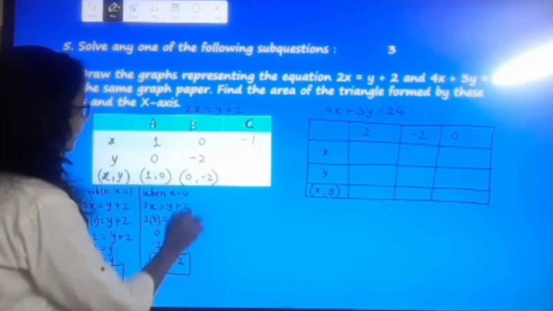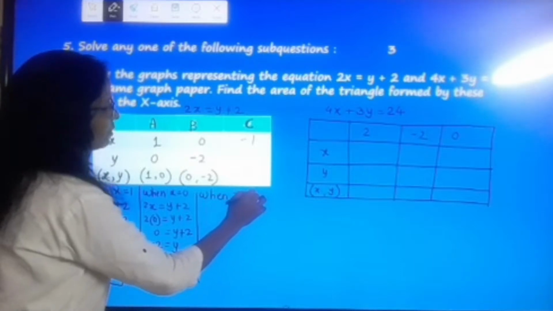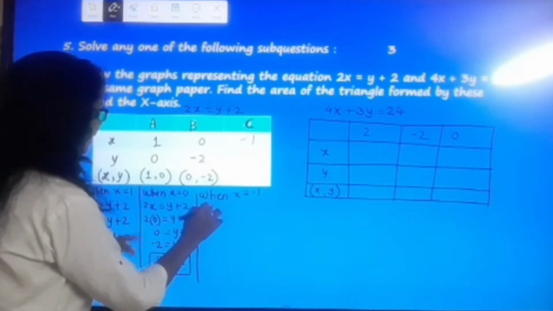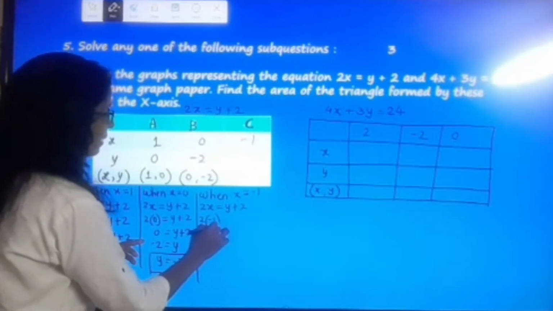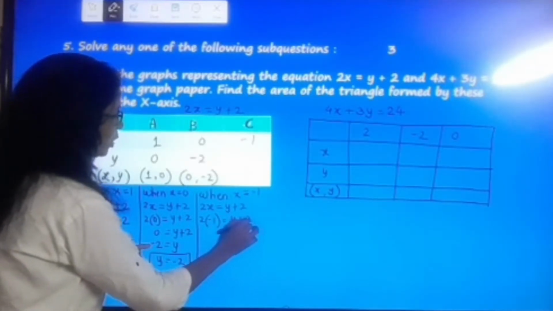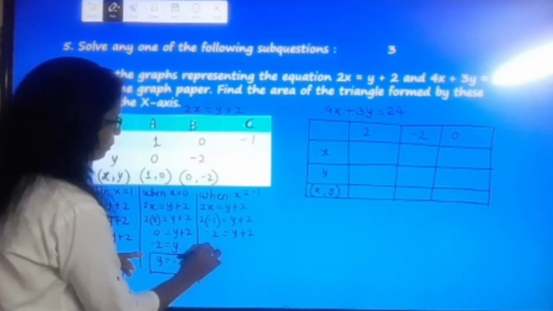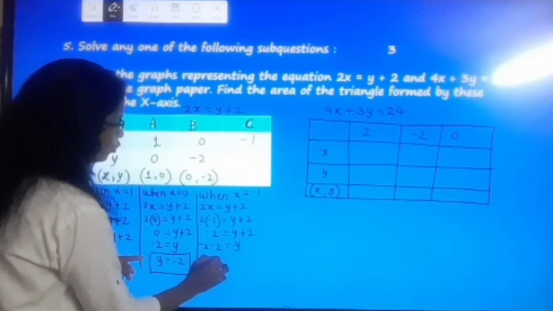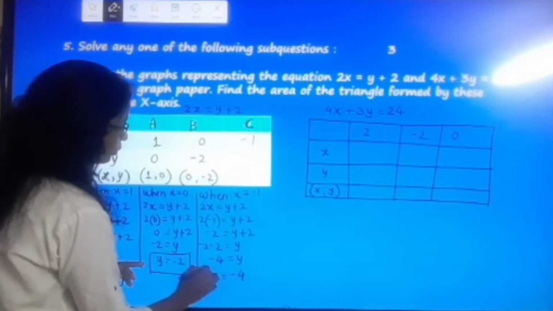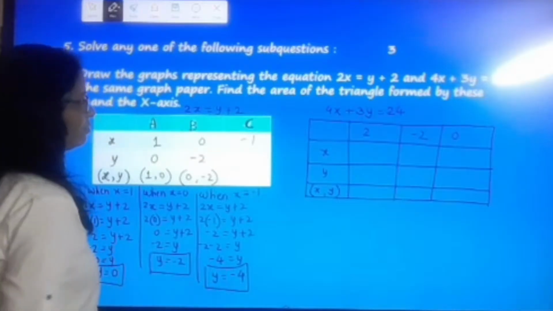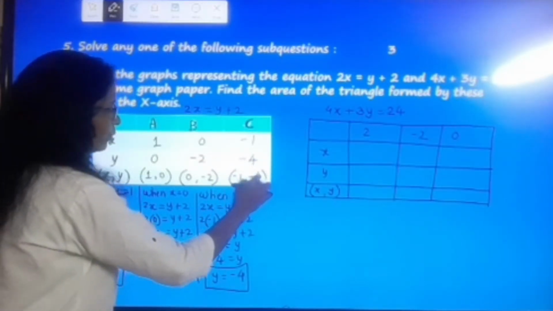Okay students, and then the next one, when x is equal to minus 1. Then write down the equation 2x is equal to y plus 2. So 2 multiply minus 1 is equal to y plus 2. That means minus 2 is equal to y plus 2. So minus 2 minus 2, minus 4 is equal to y. So y is equal to minus 4. Okay students? So minus 1 and minus 4.